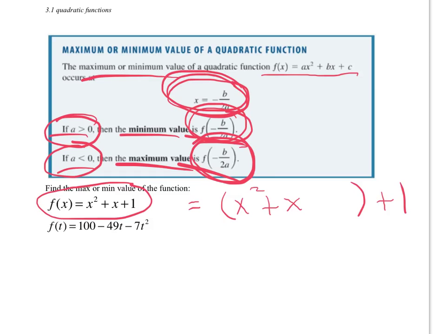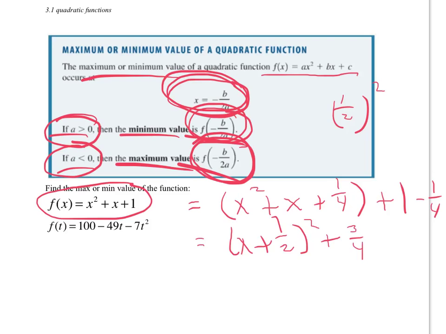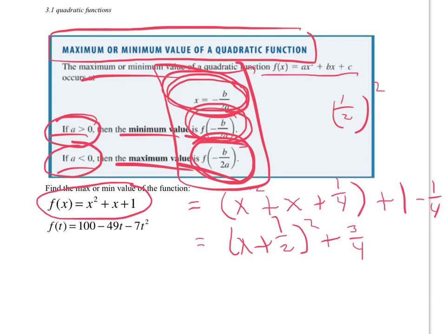Now the coefficient of x in there is 1, so 1/2 squared is 1/4. So we add 1/4. We actually did add 1/4, so now to compensate we subtract 1/4. And that gives us (x plus 1/2) squared plus 1 minus 1/4, which is 3/4. And so that's by completing the square. But in this section, what we're doing is we're seeing how we can find the max or min by using this formula here. So let's see how we get the same thing.